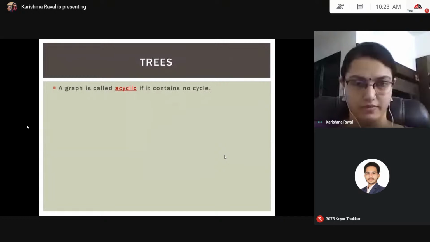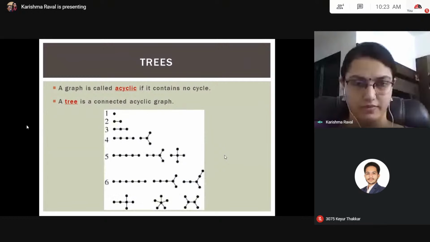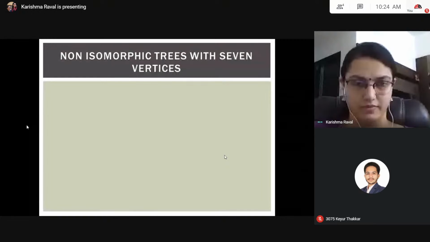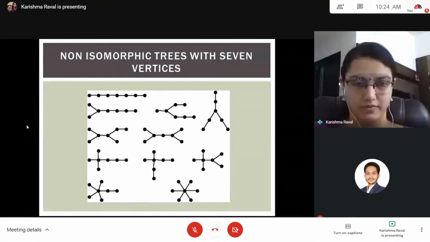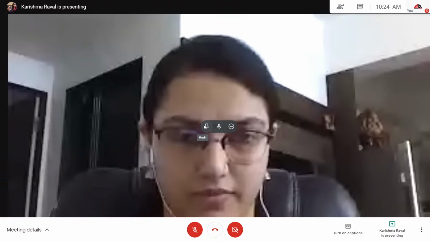Trees. The next topic is trees. A graph is called acyclic if it contains no cycle. A tree is a connected acyclic graph. I've taken an example. On the left hand side, we have a few numbers 1, 2, 3 up till 6. These numbers are the number of vertices in the tree. Please have a look at number 5. For 5, we have 3 graphs. This shows that there are 3 non-isomorphic trees which can be formed using 5 vertices. For 7 vertices, we have 11 non-isomorphic trees.